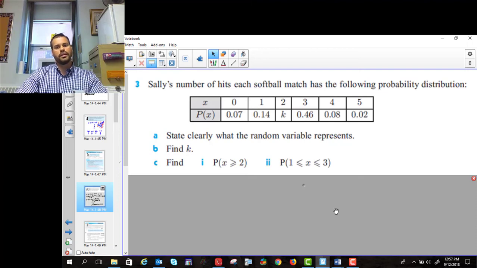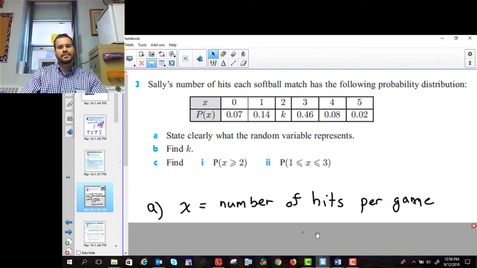Here's an example where we're given the probability distribution table, but we're missing a number. So it says Sally's number of hits in each softball match have the following probability distribution. First thing it says is state clearly what the random variable represents. That's very important because you need to know what it is you're measuring. So we're measuring the number of hits. So we're going to say X is the number of hits per game. And then it says find K.